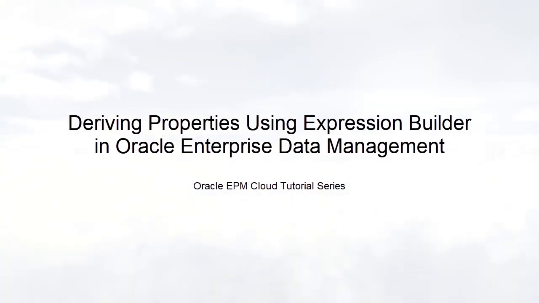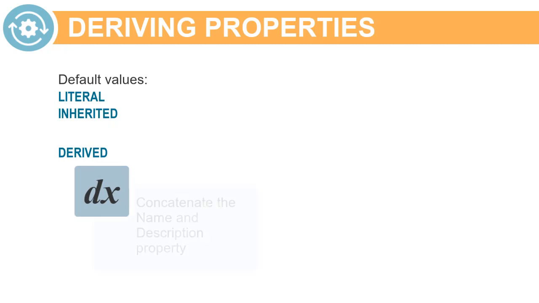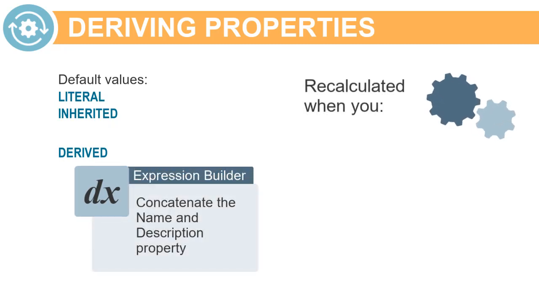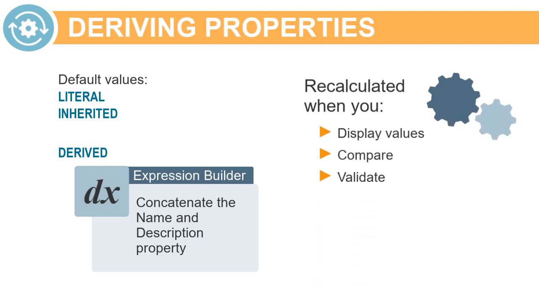In this tutorial, we'll show you how to derive properties using custom business logic in Oracle Enterprise Data Management. When you create properties, you provide default values that are literal, inherited, or derived. Derived properties are defined with custom business logic in Expression Builder and are recalculated based on their expression when you browse to display values, compare, validate, import, or export.